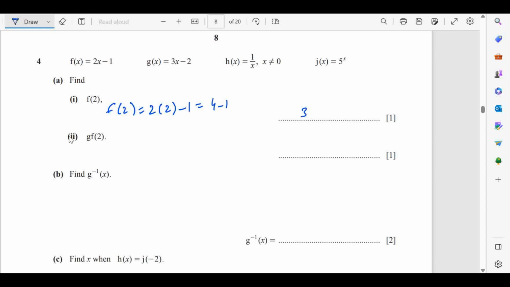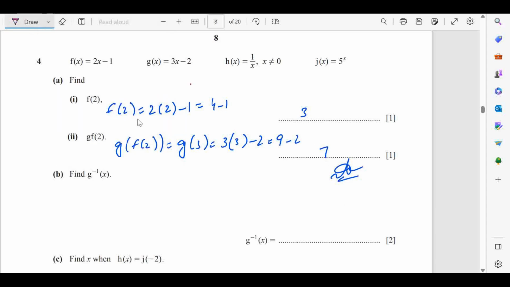Let's move to the second part, g f of 2. We know the value of f of 2 is 3. So we have to find g of 3. So this will be equal to 3 into, we have to replace x with 3, minus 2. So 9 minus 2, this will be 7. So this will be the final answer.